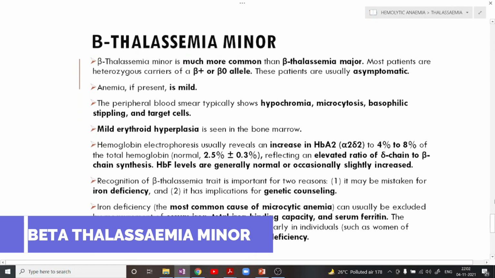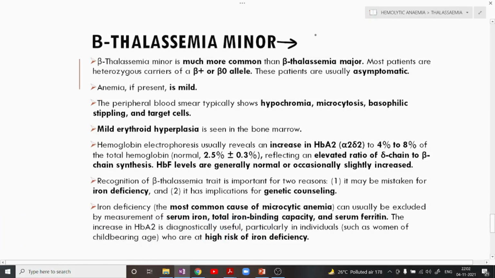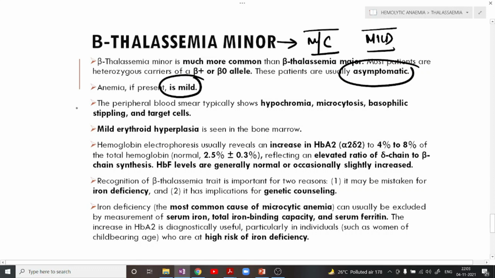Now, in case of beta thalassemia minor, the good thing is that out of the two varieties of beta thalassemia, minor is more common. This is a very mild form of thalassemia as opposed to beta thalassemia major, and these patients are usually asymptomatic and do not require blood transfusion. The anemia over here is very mild. Again, the peripheral blood picture is very similar. There is hypochromia, microcytosis, basophilic stippling with target cells. Bone marrow will reveal mild erythroid hyperplasia.